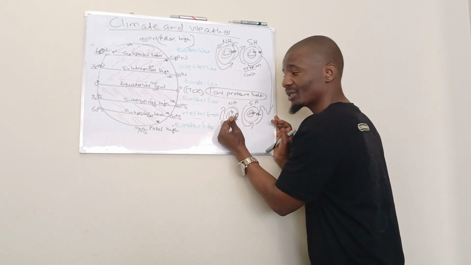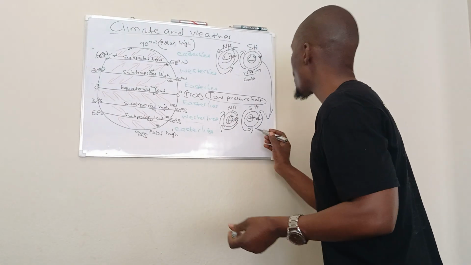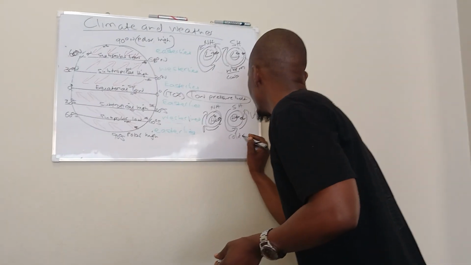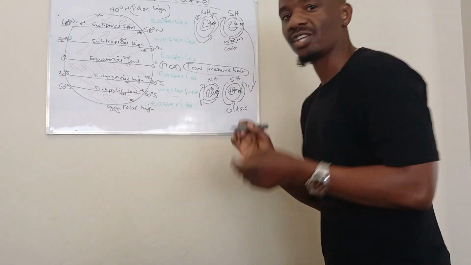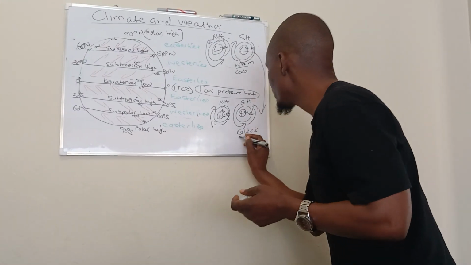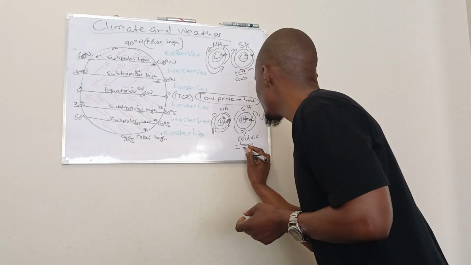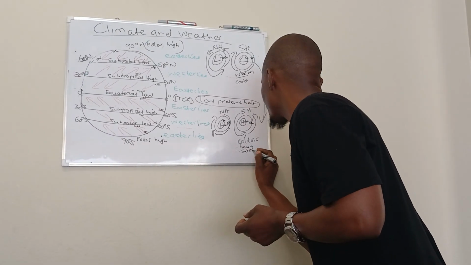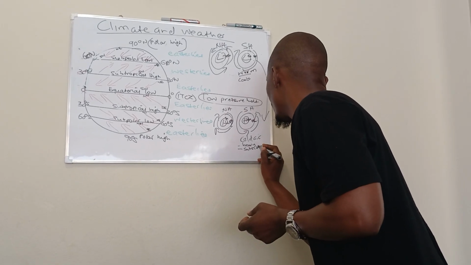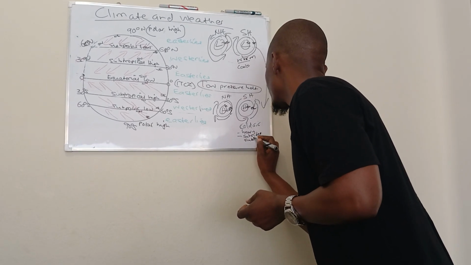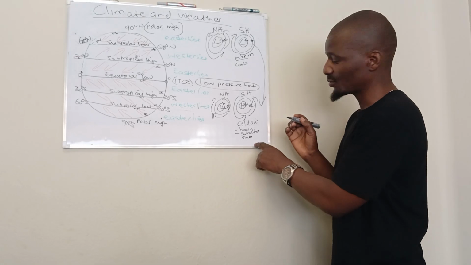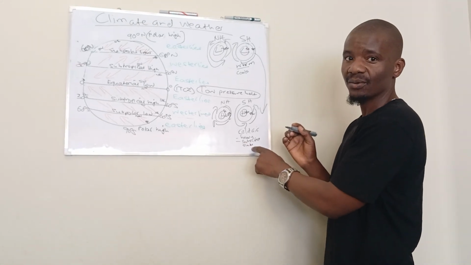And also your high pressure is associated with cold air. Cold air, by its nature, is heavy. So it's heavy or more dense, and what happens? It subsides, or it sinks. It subsides or it sinks, and results in little or no cloud. Okay, why?